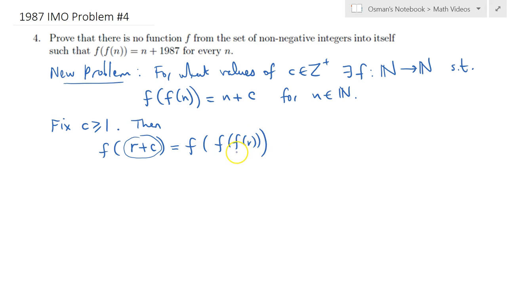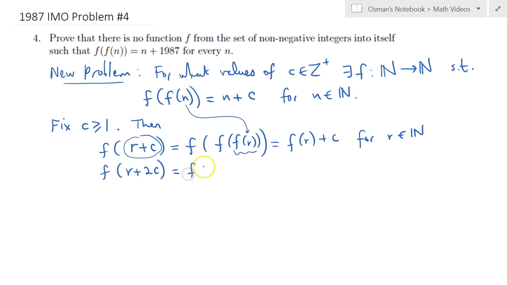But notice now that it's as if I'm plugging in f of r instead of n in this expression, right? So that would simply translate as f of r plus c for r. Again, r is a positive integer. And in fact, I can keep repeating this procedure. For instance, let's try it one more time. r plus 2c, right?